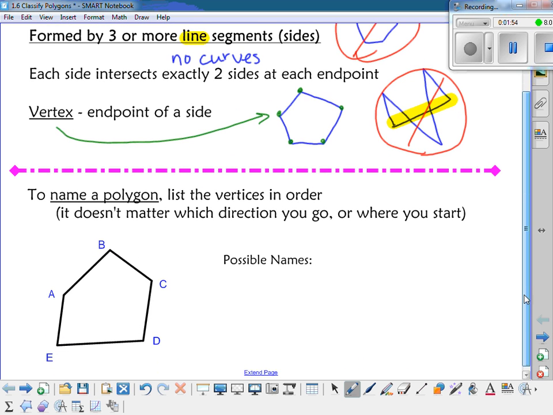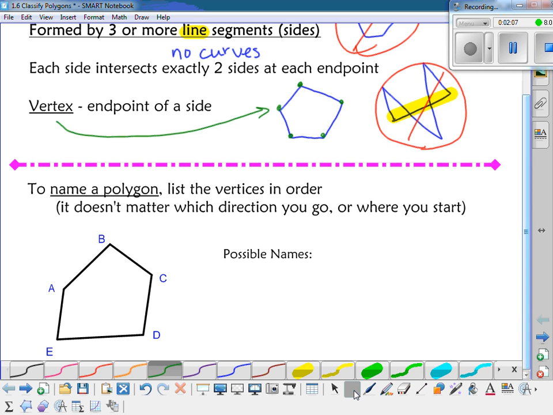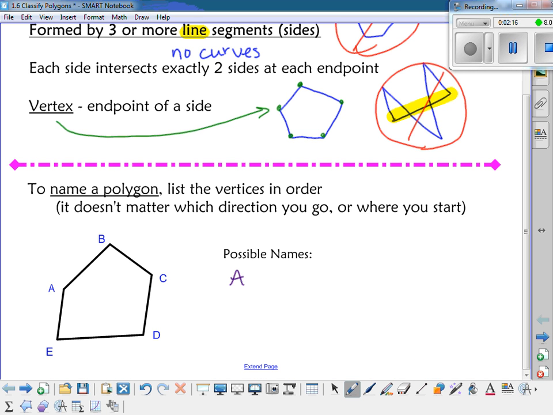Okay. So to name a polygon, we need to have a way to refer to them so we know what we're talking about. What you do is you list the vertices in order. Now, it doesn't matter what direction you go or where you start, as long as you go in order going around the polygon. So the obvious name for this particular polygon would be starting at A and just going alphabetically around the figure: A, B, C, D, E.